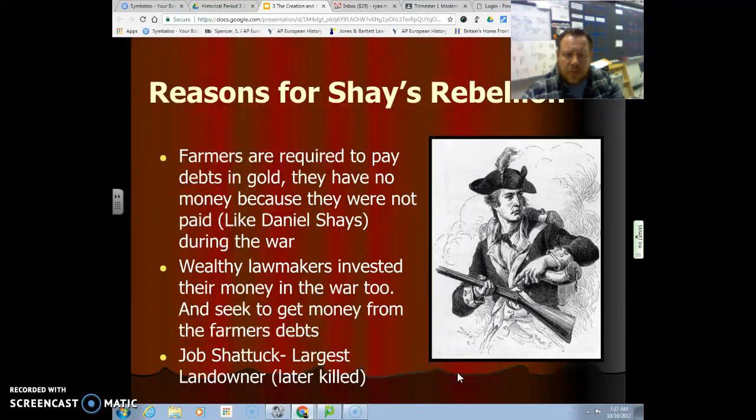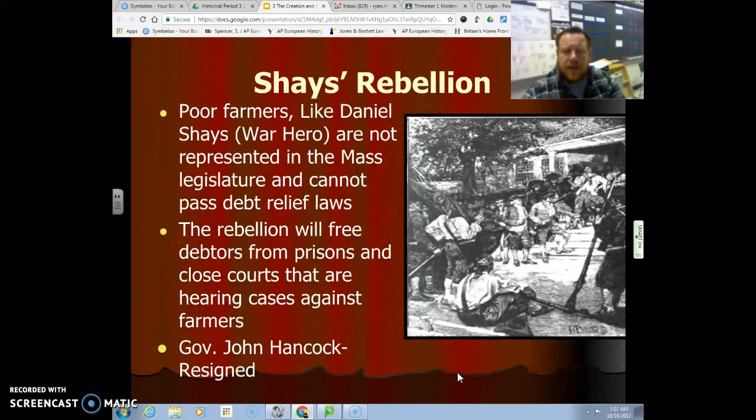But he would rip these farmers off, pennies on the dollar for their land, because there's a chance to get money. And so what happens is all these poor farmers in Massachusetts, these are war heroes, right, that kind of stuff. They're not represented in the legislature. They have no land now. They can't vote. They can't run for office, and they can't pass debt relief laws.